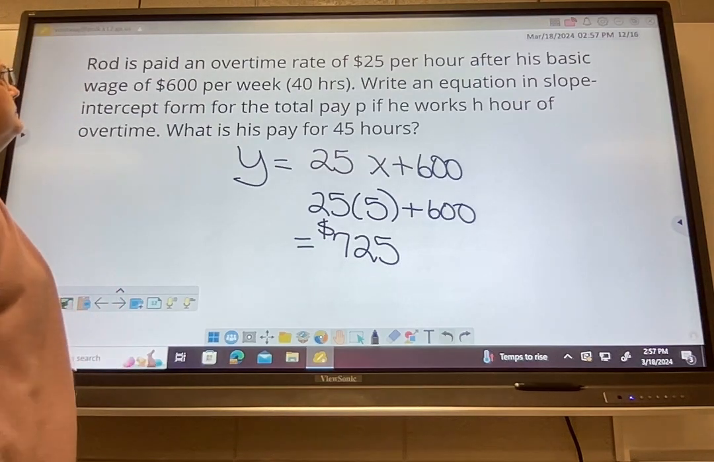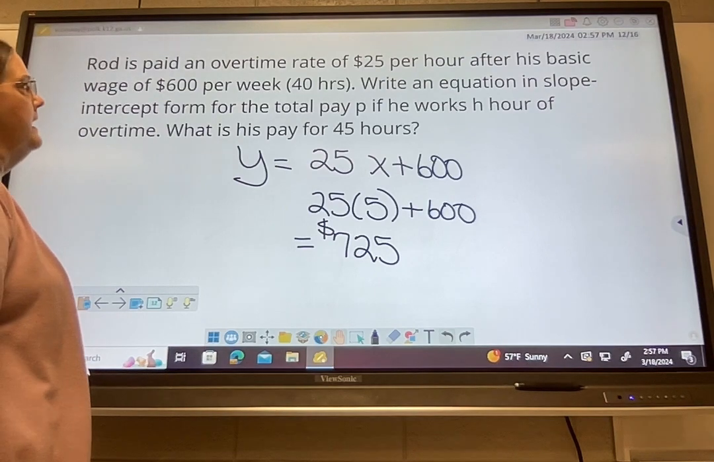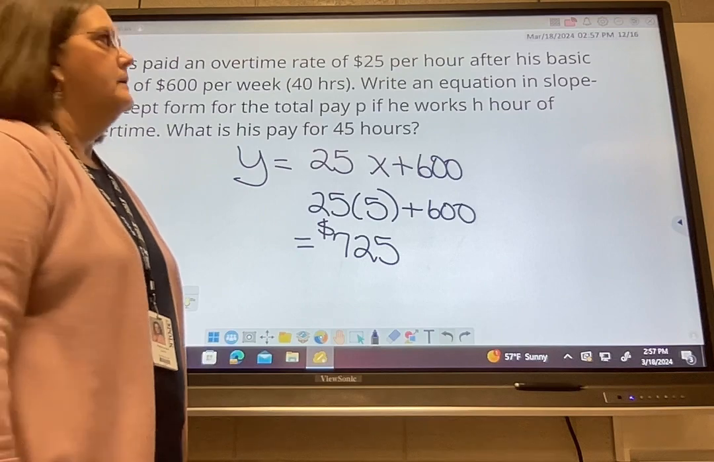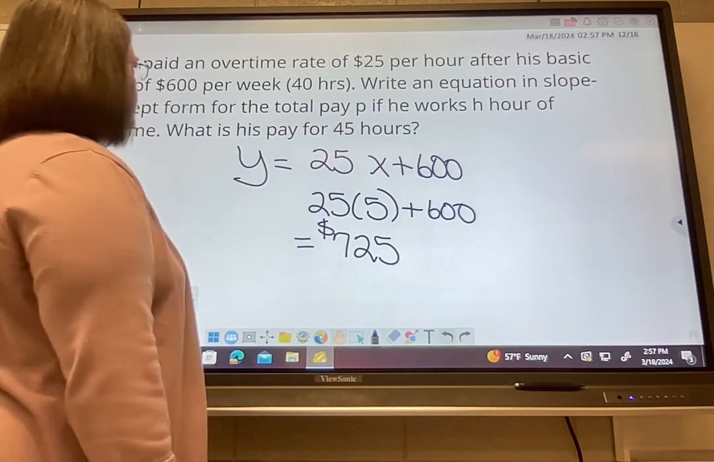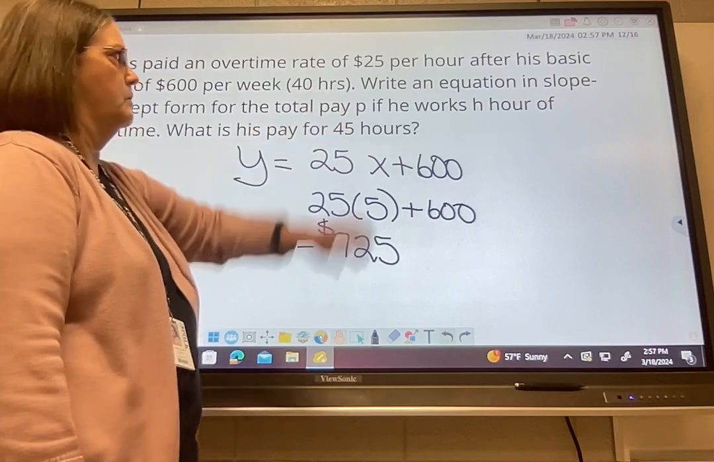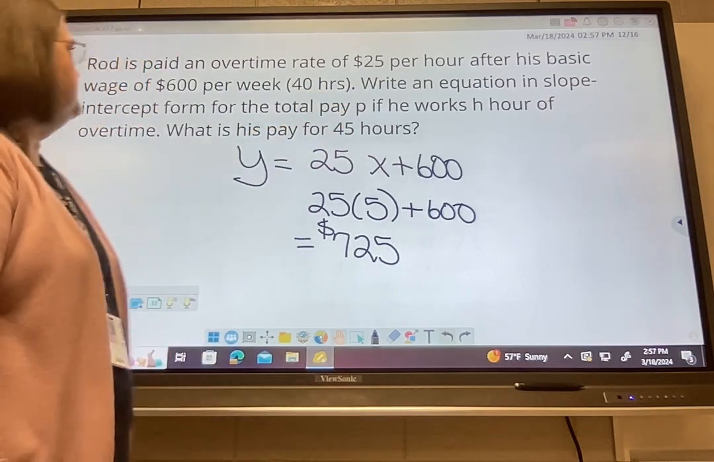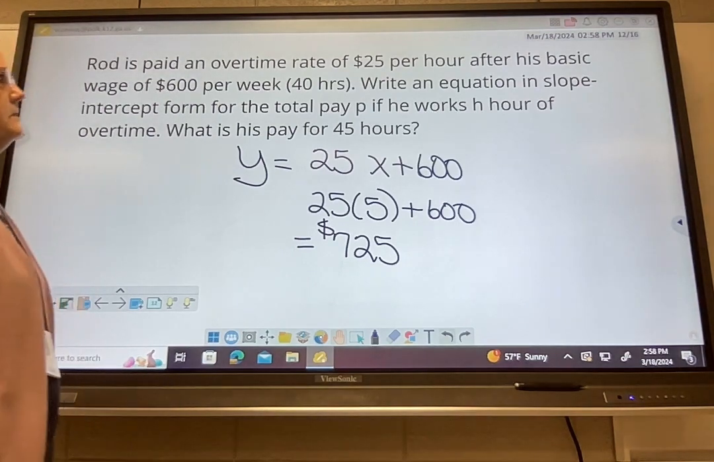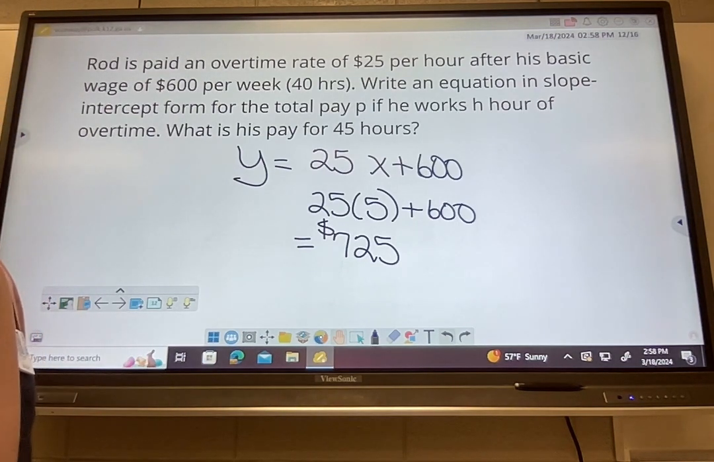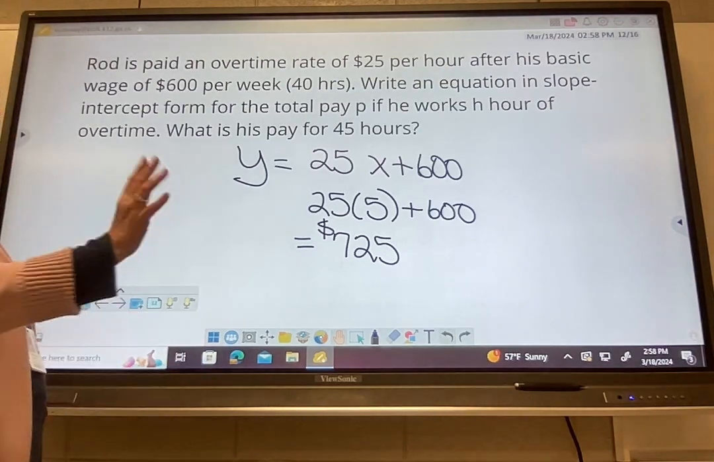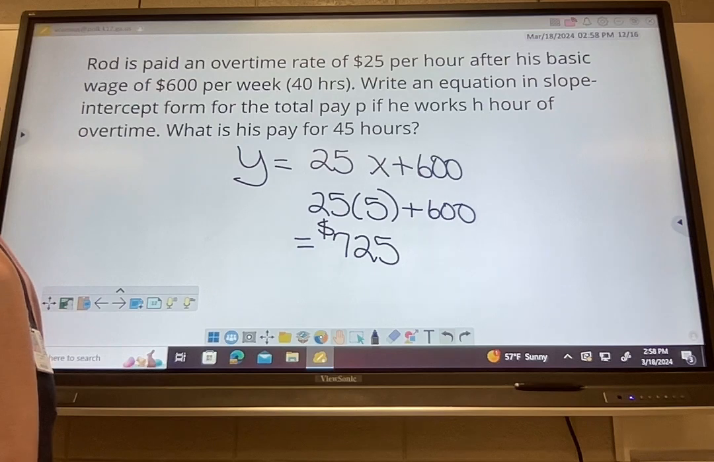So if we read this one, Rod is paid an overtime rate of $25 per hour after his basic wage of $600 per week. And I just put in parentheses, that's for a 40-hour work week. Write an equation in slope-intercept form for the total pay if he works H hours of overtime. And I didn't use the P and the H in this problem. I used Y and X, but it's the same sort of thing.